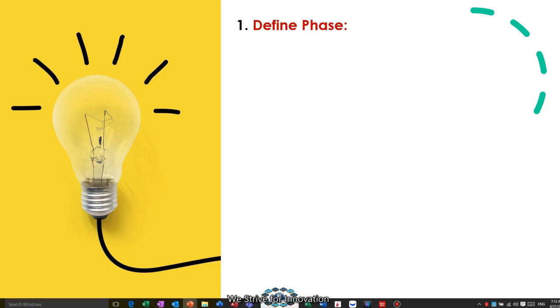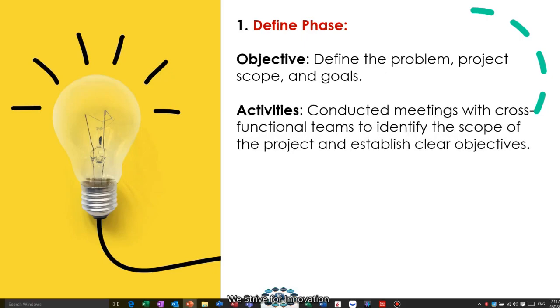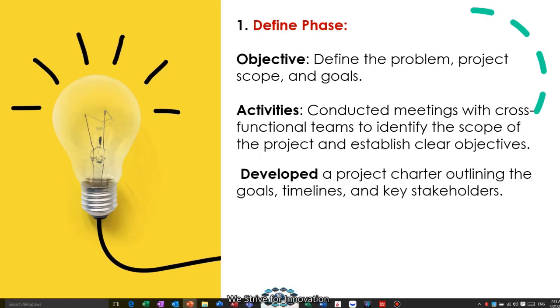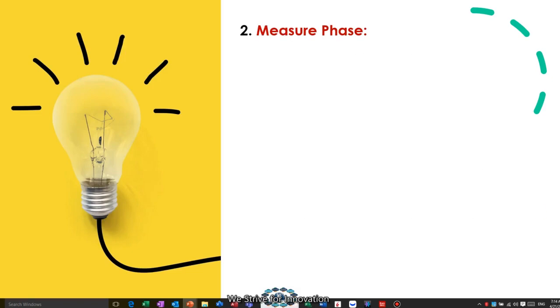First, the define phase. What's the objective? We'll define the problem. We'll have a project scope and a goal. Second, what will be the activities? We'll conduct meetings with cross-functional teams to identify the scope of the project and establish clear objectives. Then we will develop a project charter outlining the goals, timeline, and key stakeholders. Then we go to the measure phase.